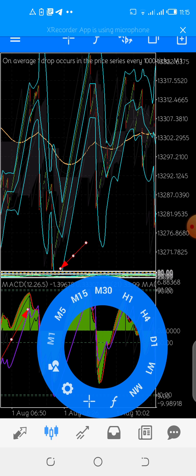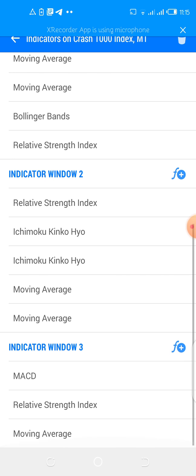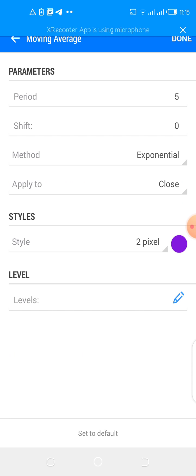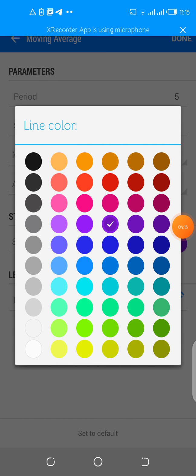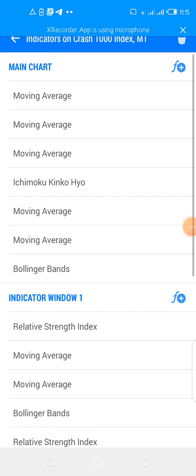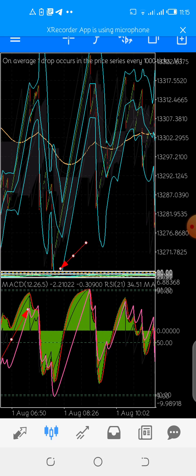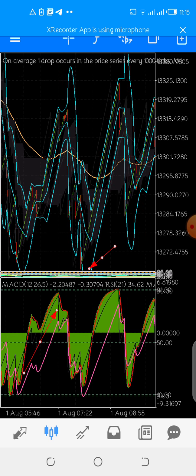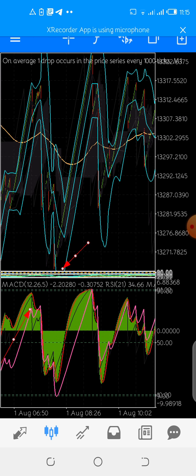And then we go back again. We had not finished. The last indicator is a moving average. It's moving average 5, shift 0, exponential, close, and put whatever color that you feel comfortable with. So let me look for a shouting color. That's it, and we are done. The indicators are there.